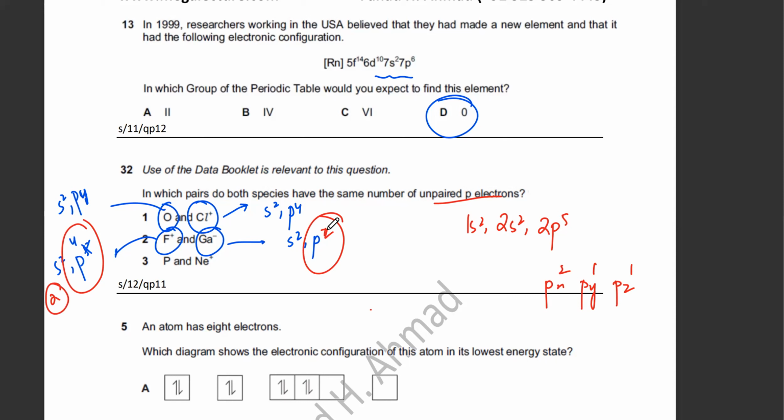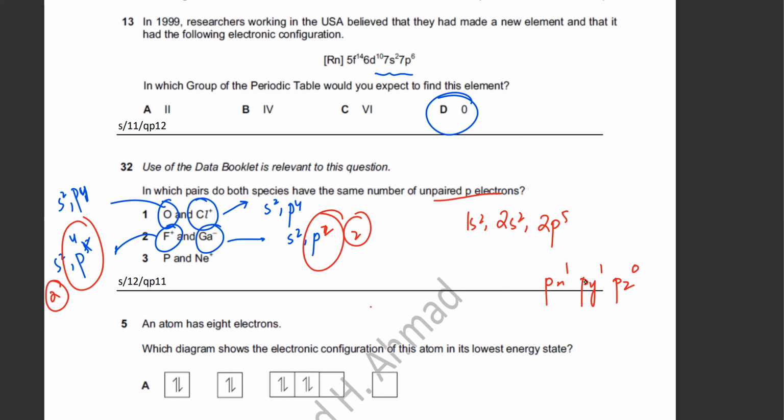Over here you have P2. P2 means that the P only has 2 electrons. So 2 electrons means there's one over here, and there's nothing in the last one. So that is also 2 p orbitals which are unpaired. Which means that even though the number of electrons is different, the number of unpaired p electrons is exactly the same, which is why 2 would also be correct.